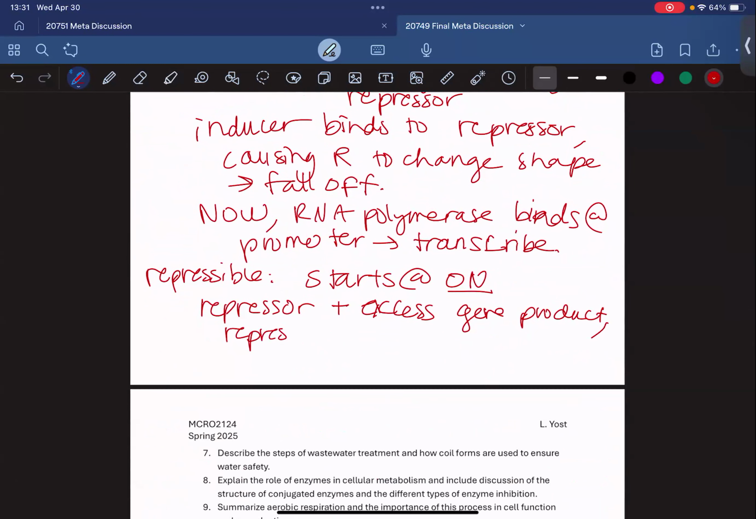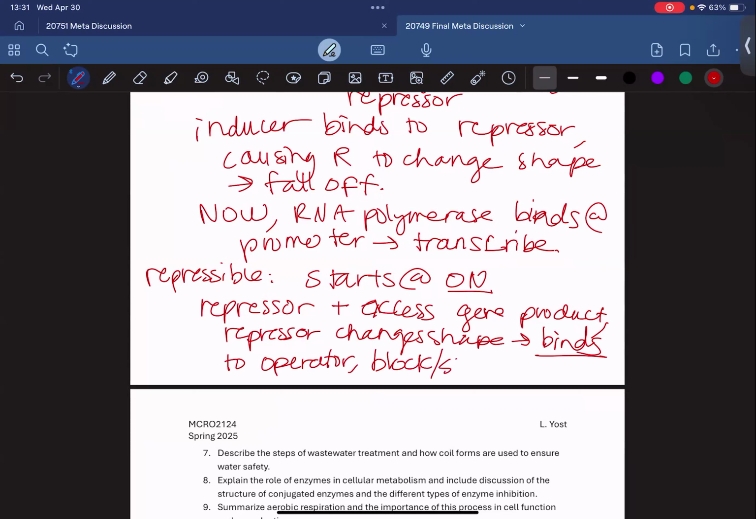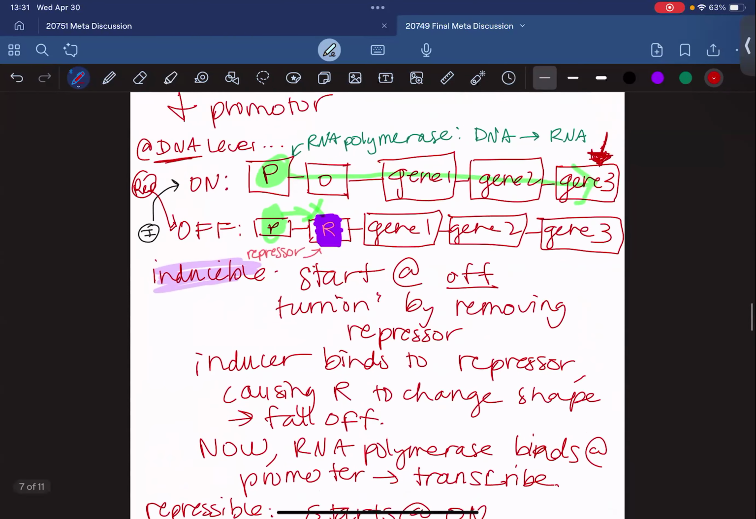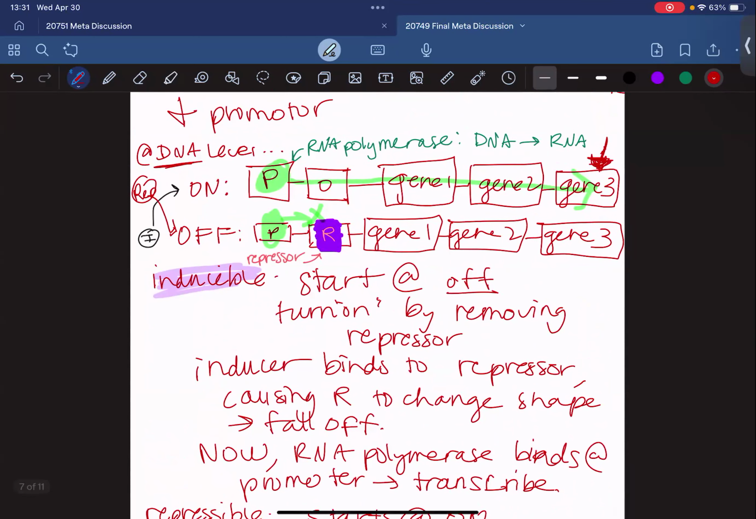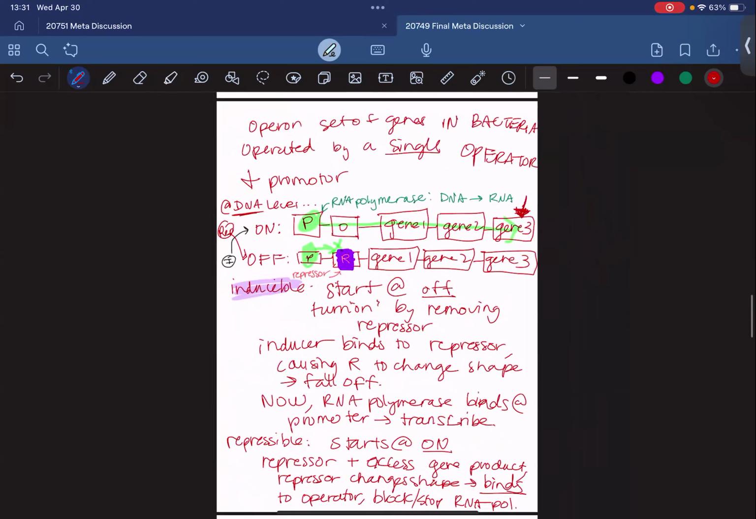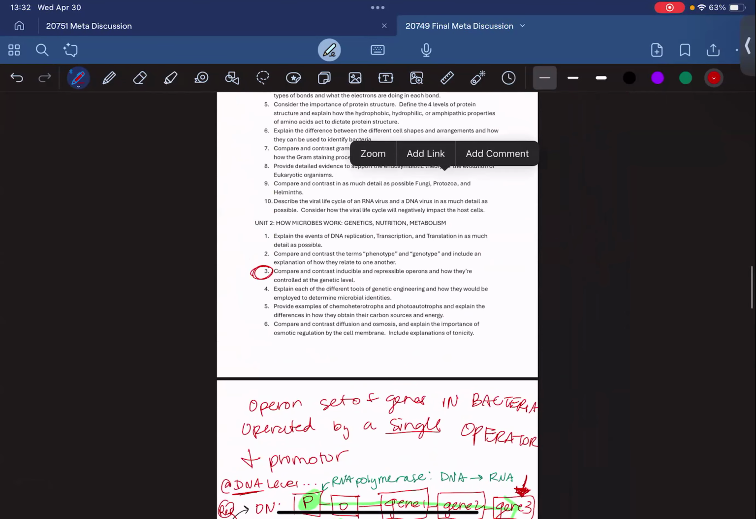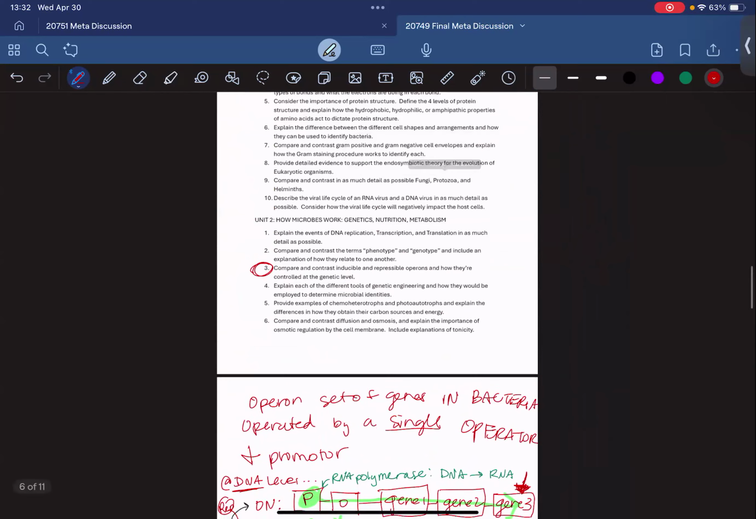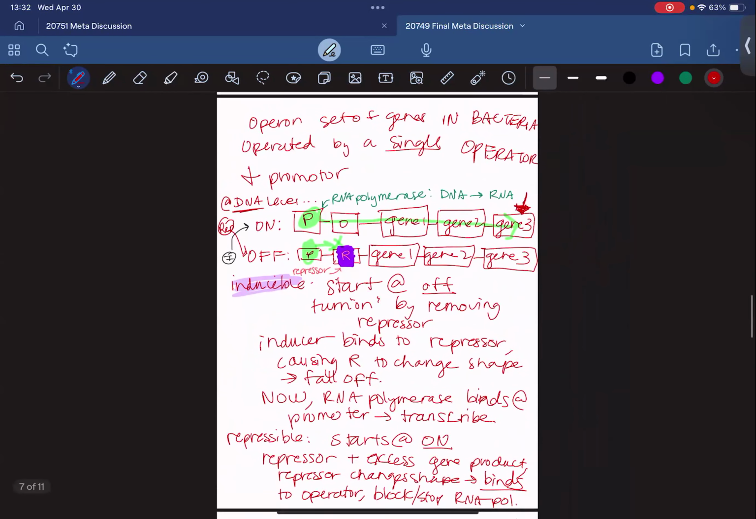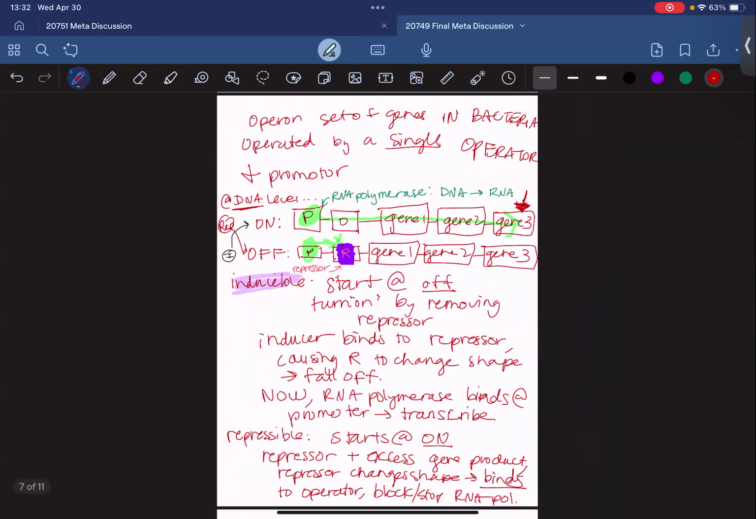The repressor changes shape, and it now binds to the operator, blocking and stopping RNA polymerase, and thus the production of the genes that are downstream from it. Okay, so I think we covered that question pretty well.